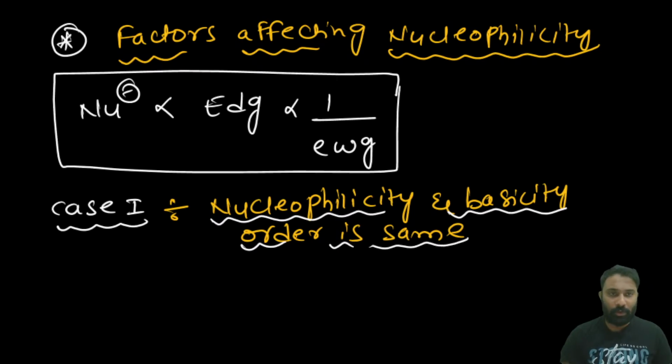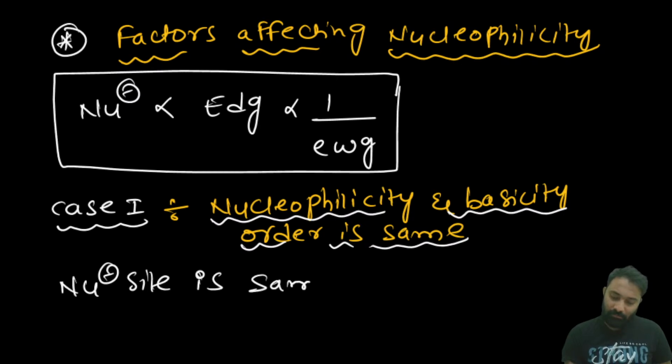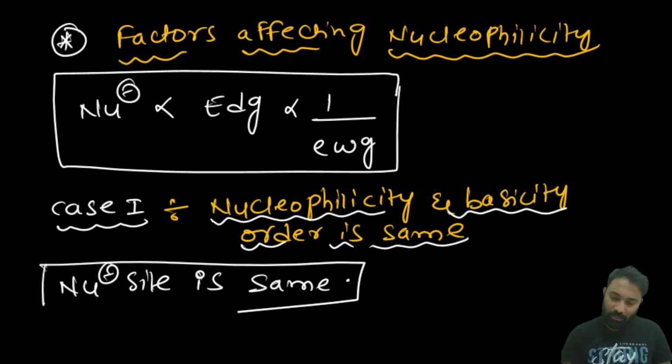When will that happen? If the nucleophilic site is the same, then the nucleophilicity order and the basicity order will become the same. Now one thing you have to remember: whenever they ask which one is the strong nucleophile or the strong base, a strong acid's conjugate base is a weak base. Blindly remember, a strong acid's conjugate base is a weak base.